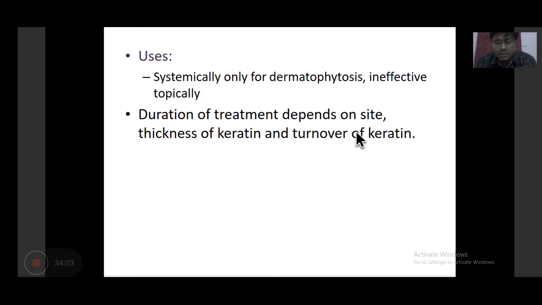Duration of treatment depends on the site, thickness of keratin and turnover of the keratin. This is common for all the antifungal agents. Whenever you are giving treatment, the treatment duration totally depends on the site.